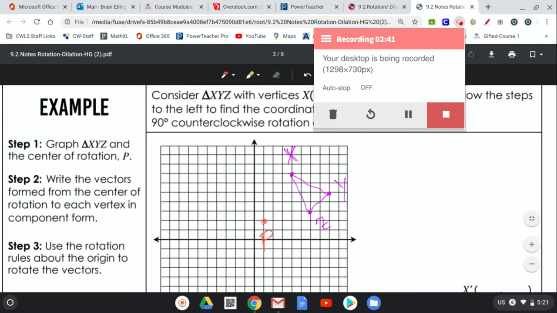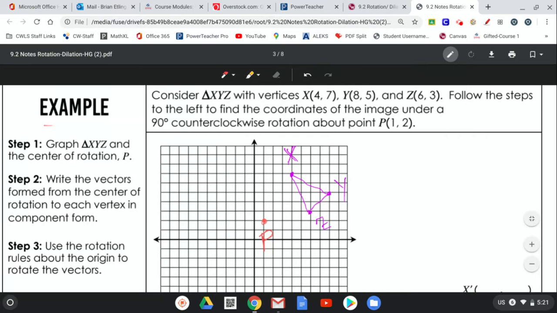All right, guys, there are some steps over here to help take you through. I did the first step: we graphed it and found the center of rotation. The next thing, step number 2, says write the vectors formed from the center of rotation to each vertex in component form. All this is, we are going along the x-axis and along the y-axis, moving left and right, up and down, and seeing how far it takes us to get from P to X.